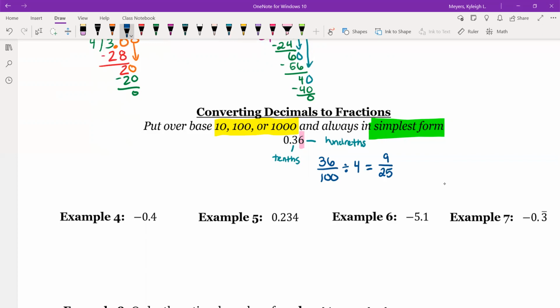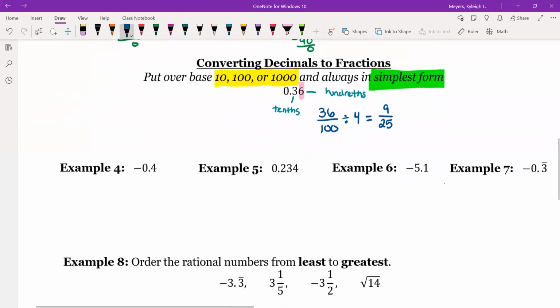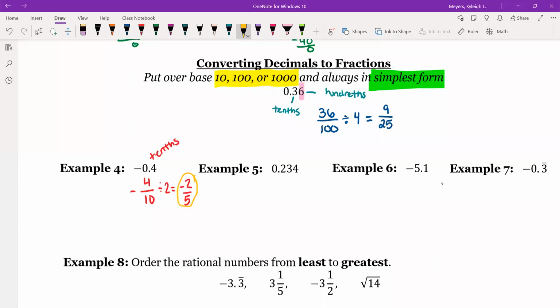Okay? So I want you to try example 4 on your own, simplifying it. Hopefully you got -2/5, because we know that 4 is in the tenths place, and then we could divide both of those by 2. So this is the tenths, the hundredths, and then this is the thousandths.